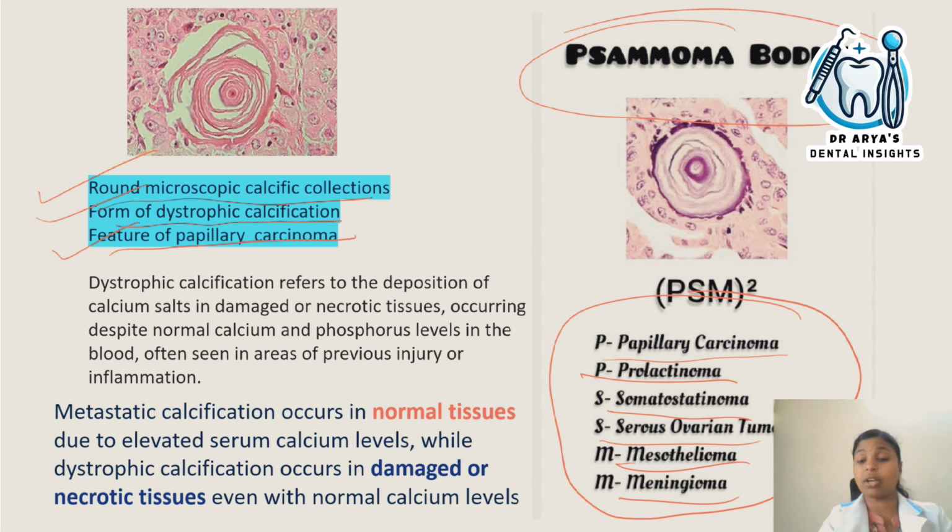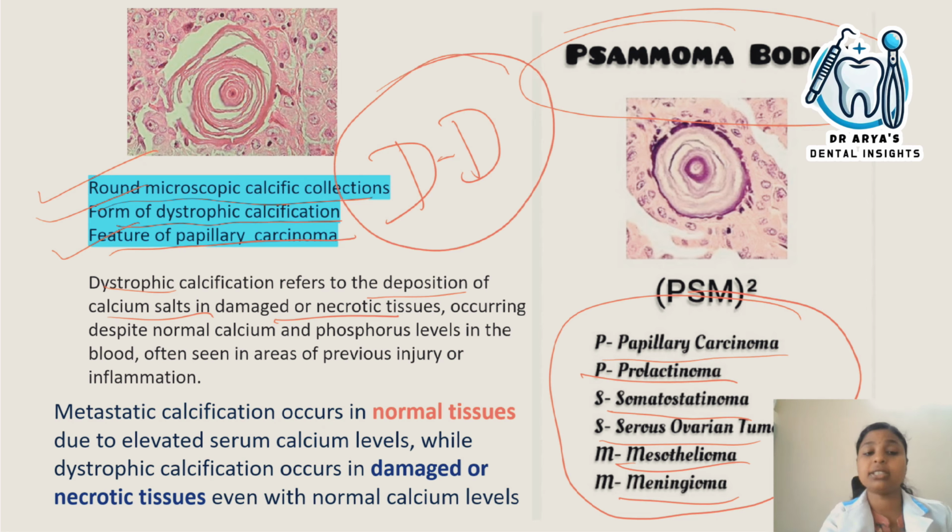So, what is dystrophic calcification? Actually, this refers to the deposition of calcium salts in damaged or necrotic tissues. So, there is a mnemonic also, that is D for D. That is, dystrophic calcification refers to the deposition of calcium salts in damaged or necrotic tissues, occurring despite normal calcium and phosphorus levels in the blood, often seen in areas of previous injury or inflammation.